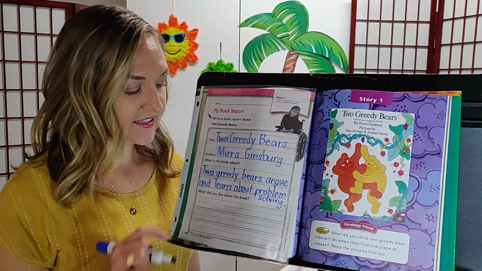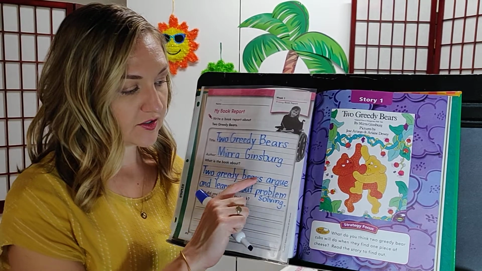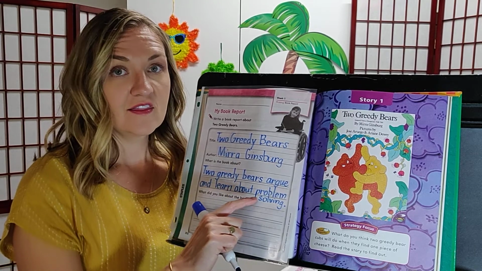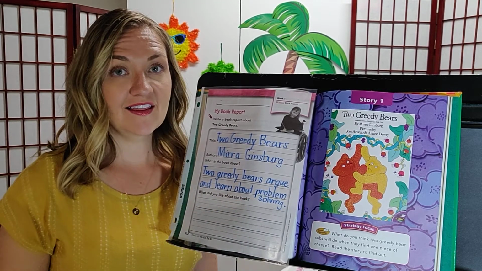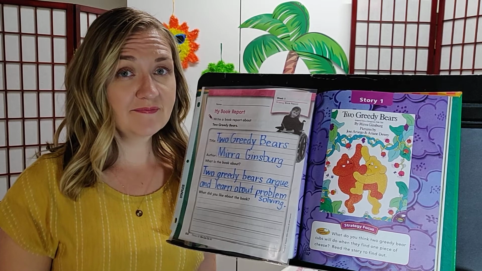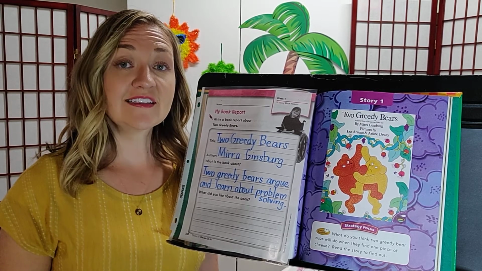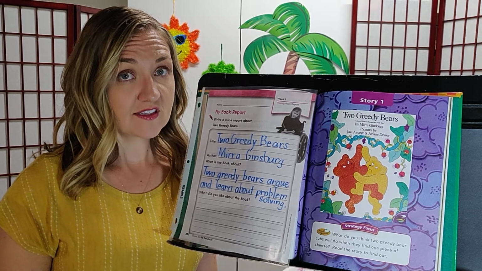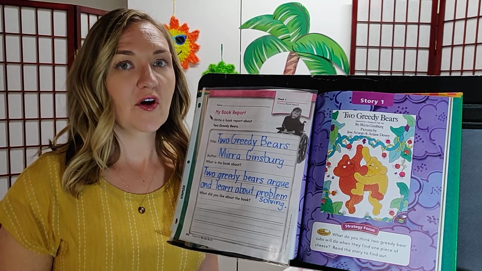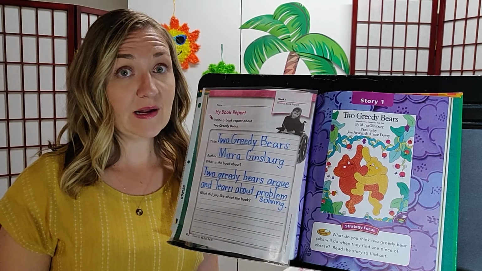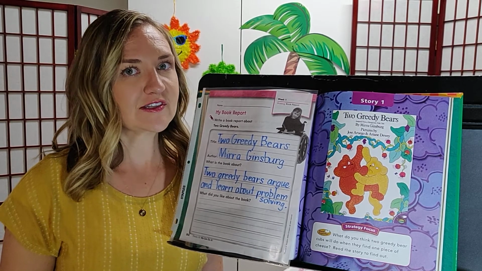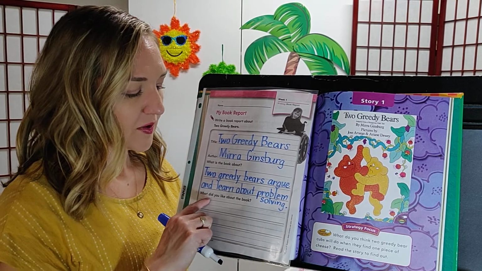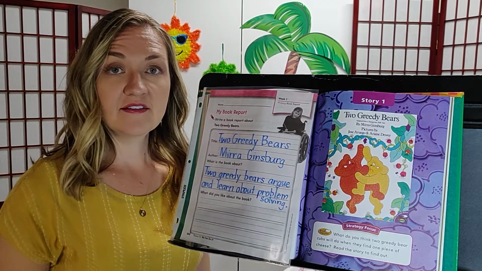My sentence is, two greedy bears argue and learn about problem solving. In the end, I think they both realized that the way they were trying to solve a problem was not the best solution. And instead of being so greedy and only thinking about themselves, it would just be better to work on having more pleasant and positive problem solving skills from the start. Let's take a look at our last question. What did you like about the book?